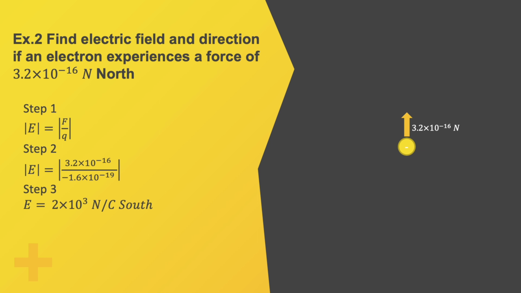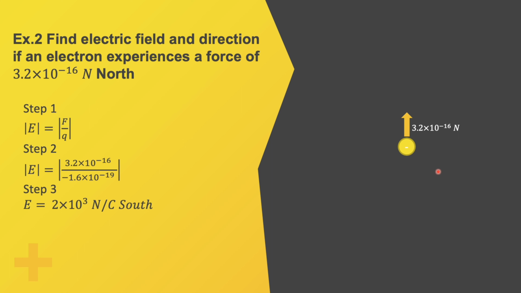Now let's do example number 2. In this question, we are going to find the electric field and direction if an electron experiences a force of 3.2 times 10 to the negative 16 newtons north. So here is a diagram used to represent this situation.